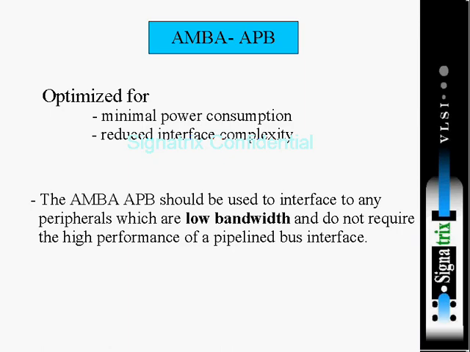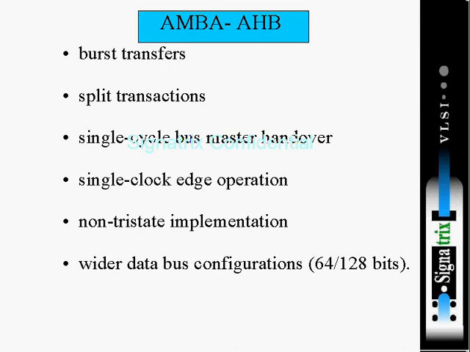Okay, first, these are all the features of this AMBA-AHB bus. First is bus transfer. In AMBA-ASB also we have bus transfer here also, and here also it will support multiple bus masters. And the extra features are split transaction, then single cycle bus master handover, single clock edge operation, non-tri-state bus implementation, wider data bus configuration. These are all the extra features.